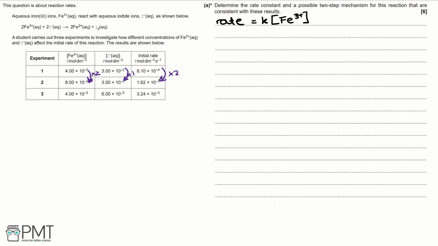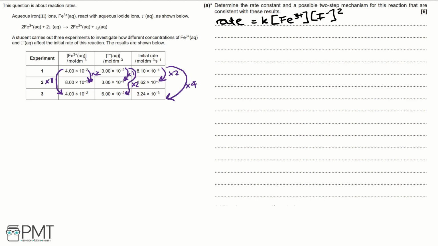Then we need to do the same for I-. So we're looking where Fe3+ has stayed the same, so for experiments 1 and 3. And for experiments 1 and 3, I- has doubled. And therefore we need to look at the initial rate, and it has quadrupled between experiments 1 and 3. Therefore, in the rate equation, we write I- to the power of 2, because it's second order.